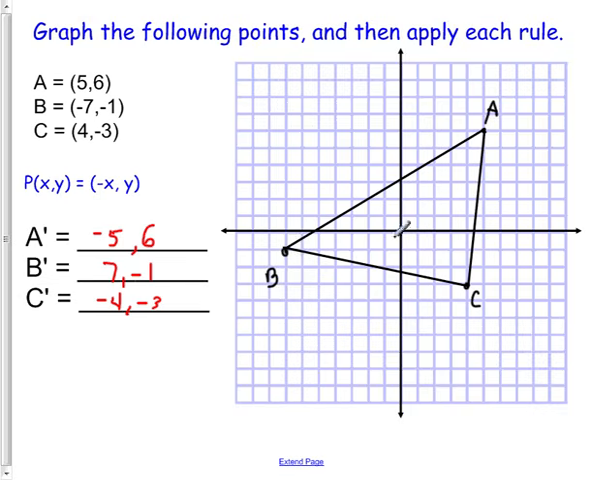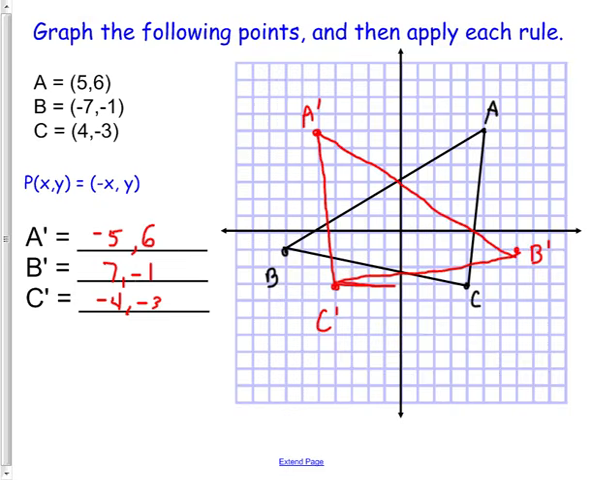All right, -5, 6. 1, 2, 3, 4, 5, 6. B prime is 7, or pardon, 7, -1. And C prime is -4, -3. There we go. Okay, so we'll connect these. And then this diagonal one.